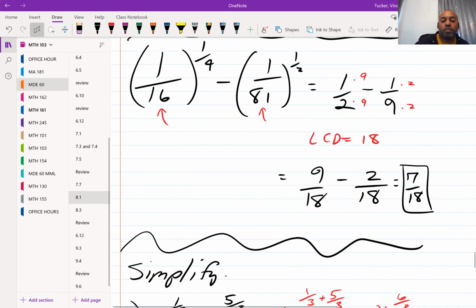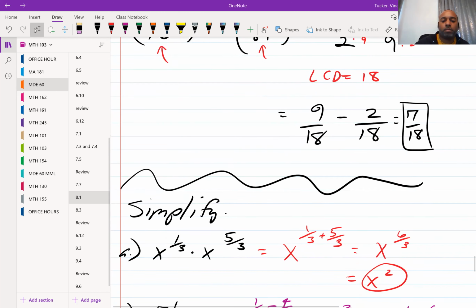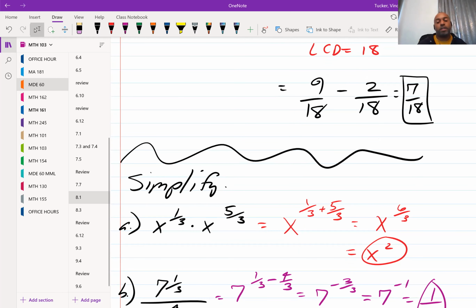All right. Let's look at a few more. So if you have x to the 1/3 times x to the 5/3, don't forget your principles. Just because they're fractions doesn't change what you would do. If you had x squared times x to the 5th, you would just add your exponents. The same thing happens here, 1/3 plus 5/3. We have the same base, so you just add your exponents. That'll be 6/3. 6 over 3 would be 2. So that'd be x to the 2nd power.